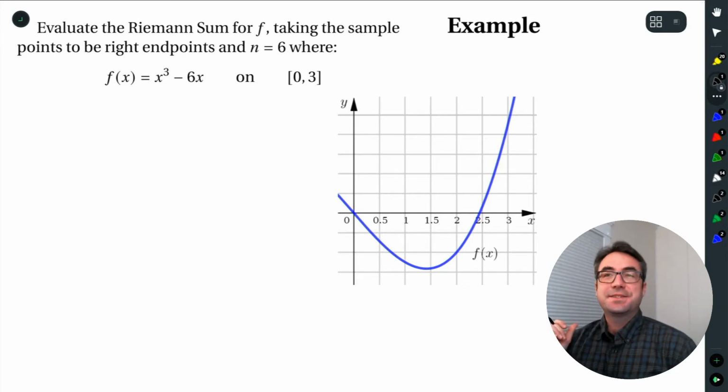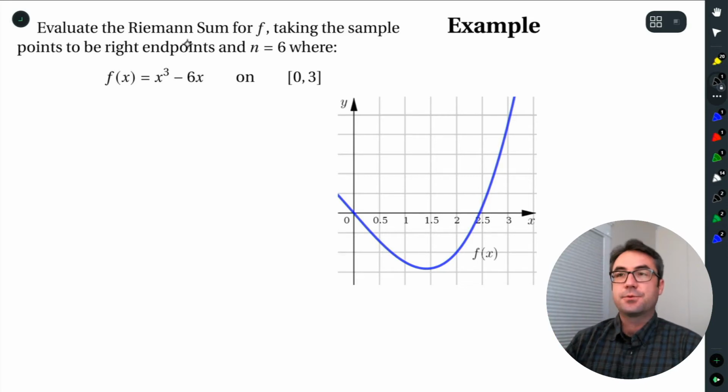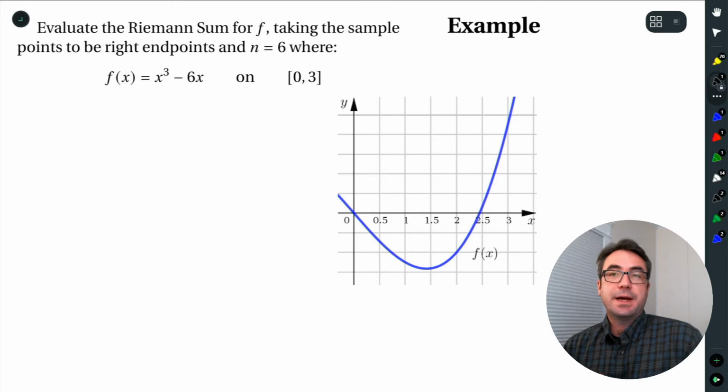All right, in this last example, we're going to evaluate the Riemann sum for this function f. We're going to use sample points, which are going to be the right endpoints, and we're going to use 6 subintervals in our work. So here's our function, x cubed minus 6x. We're looking at the interval from 0 to 3, and we're going to evaluate the Riemann sum for this function on this interval.